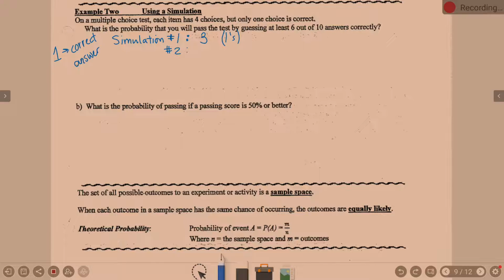Now, we're going to repeat that. We're going to do simulation number 2. So I'm just going to go up on my calculator and repeat it. Now, this is simulation number 2: 1, 1, 3, 4, 3, 2, 1, 4, 1, 2. How many right answers did I get this time? 4. I got 4 because there were 4 1s. You're seeing what's happening here, right?